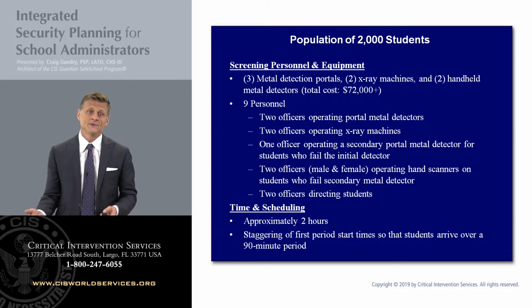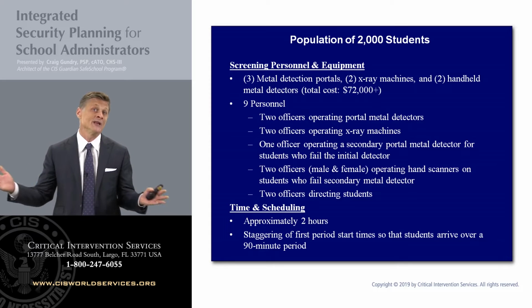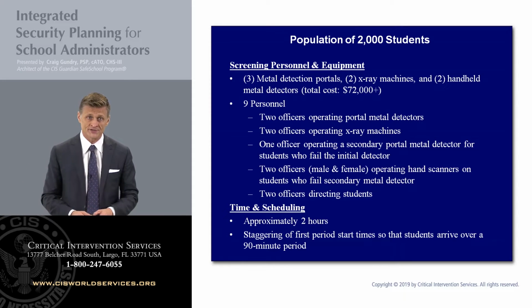And then 2 officers, 1 male and 1 female, operating hand scanners on students that fail that secondary metal detector. And then 2 officers serving as facilitators, also looking for anything like students doing pass back on weapons and things like this after another student has passed through the portal system.